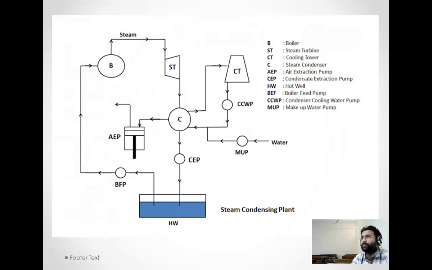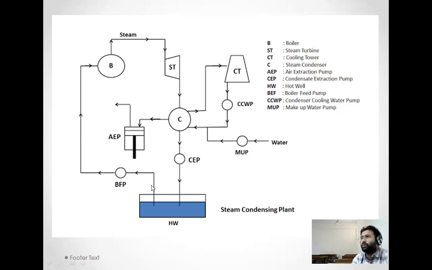The cooling water pump, this one, CCWP, will supply cooling water to the condenser. Water will flow through the tubes. Steam will be thrown on these tubes. Steam will be condensed and collected at the bottom. Then there is a condensate extraction pump. It will transfer this condensate to the hot well.